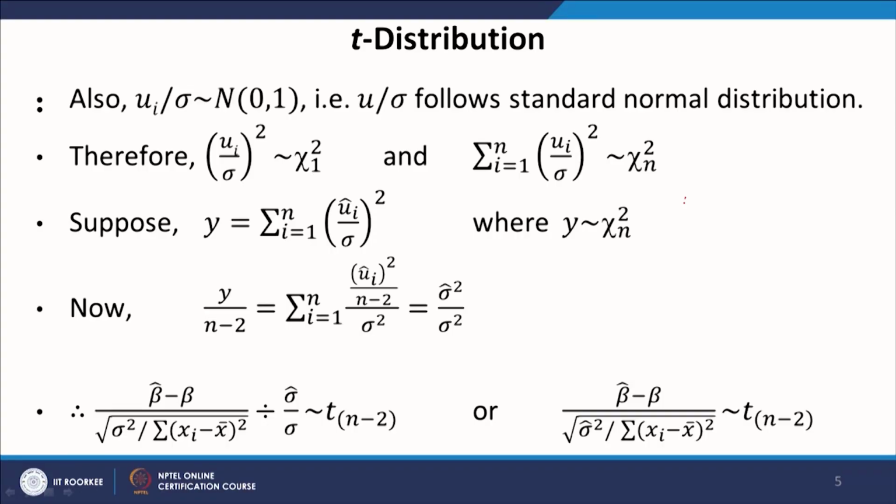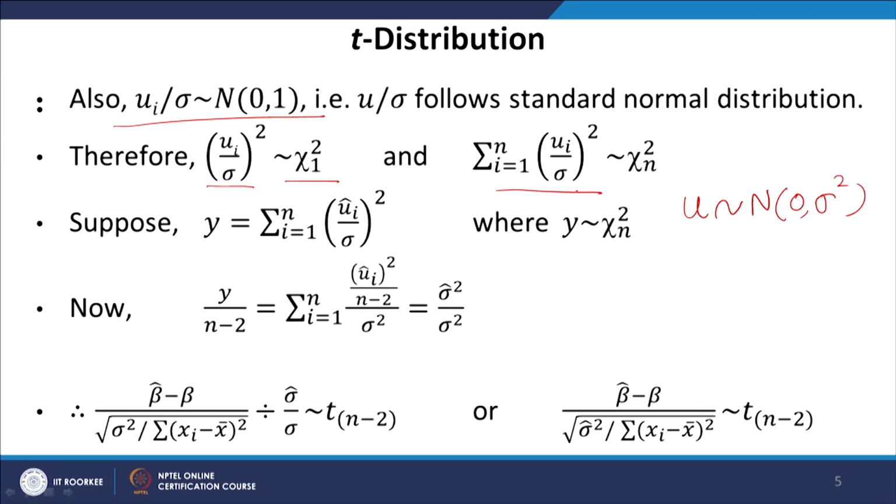Now, we note that since U follows a normal distribution with mean 0 and variance sigma square, Ui, that is individual observations, divided by sigma will also follow a standard normal distribution, that is mean 0 and variance 1. Therefore, as I have just mentioned, if x follows a standard normal distribution, x square would follow a chi-square distribution with 1 degree of freedom. So, Ui divided by sigma whole square would follow a chi-square distribution with 1 degree of freedom. And I also mentioned that x square when summed up from i equals 1 to n would follow a chi-square distribution with n degrees of freedom. So, when we sum up this Ui by sigma whole square, i running from 1 to n, it follows a chi-square distribution with n degrees of freedom, fair enough.